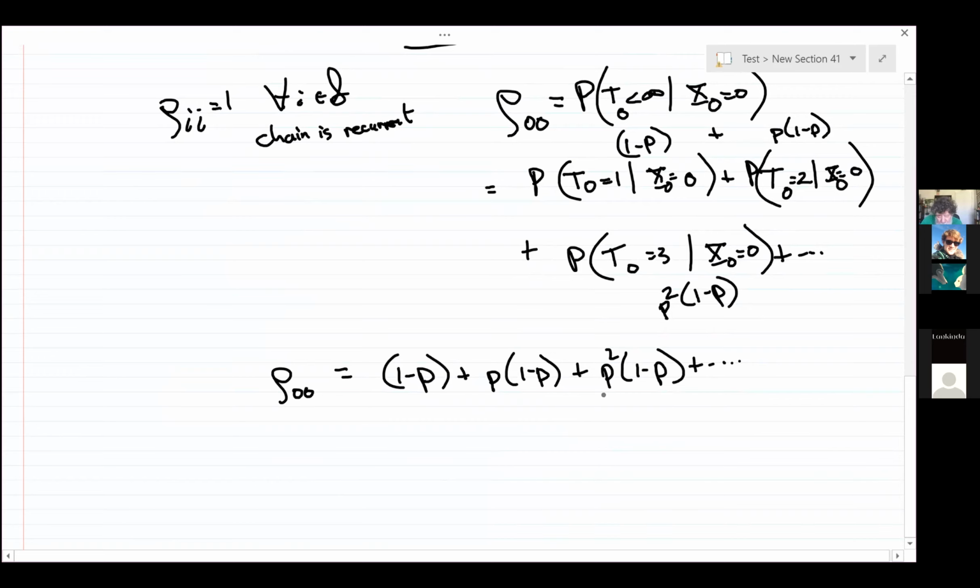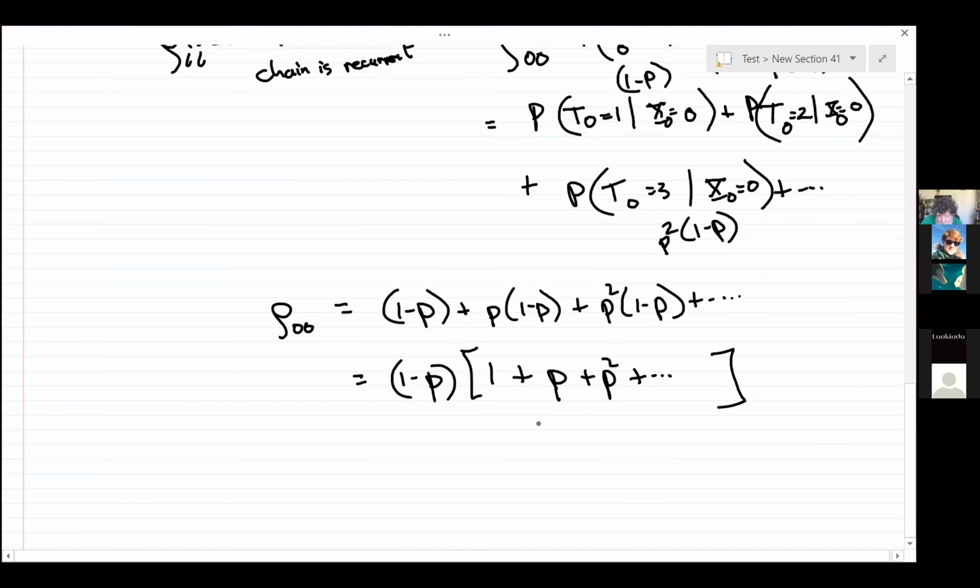Okay, so what could you do? You could factor out the 1 minus p. When you do that, you have 1 plus p plus p squared plus dot, dot, dot. But that's a geometric series. The sum of the geometric series is a over 1 minus r, in this case. So it'd be 1 minus p, and that's times 1 over 1 minus p. And that's 1.